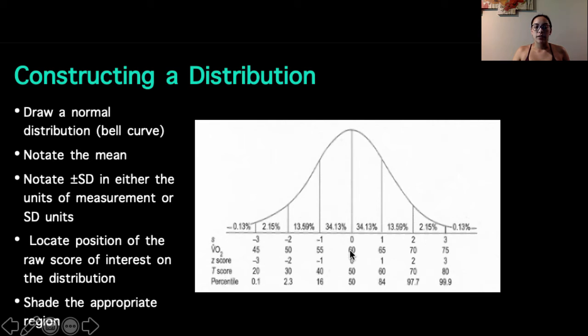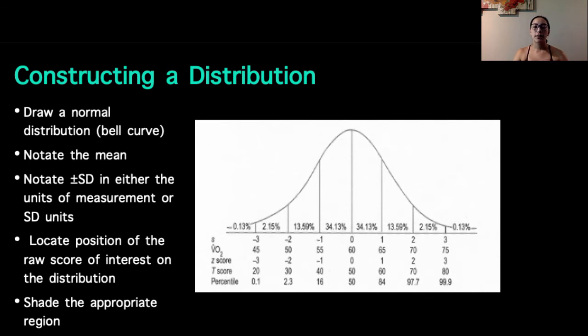And then from there, you notate plus or minus standard deviations in either the units of measurement or the standard deviation units. So in this case, we can see that our standard deviation is 5. So you can either say 60 plus 5, 65 plus 5, and keep adding 5 as you move to each standard deviation, or you can just stick to 1, 2, and 3, and minus 1, minus 2, minus 3. Doesn't matter. You then locate the position of the raw score of interest within your distribution, which usually I give you, and then you would shade the appropriate region based on the goal of what you're trying to find.